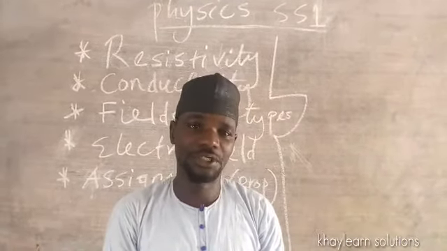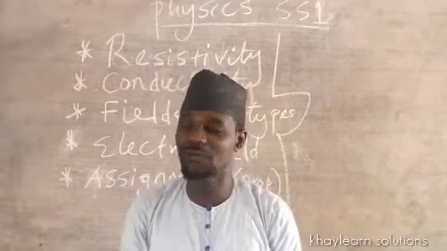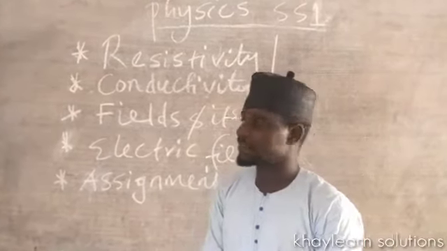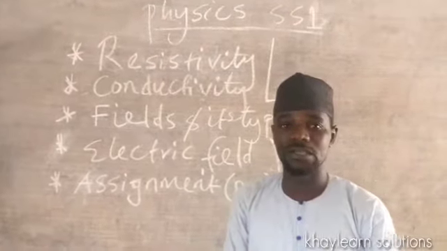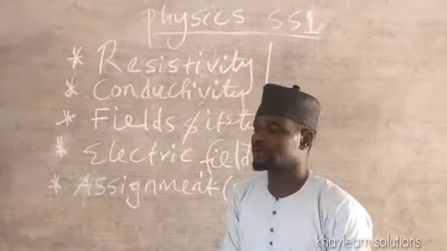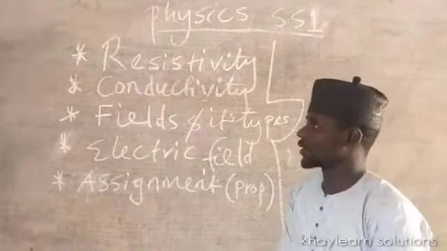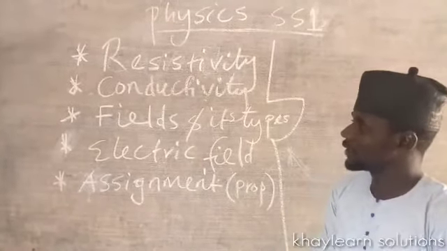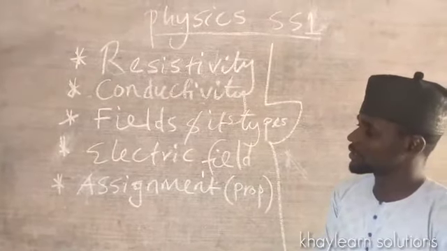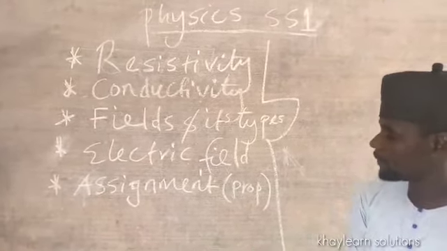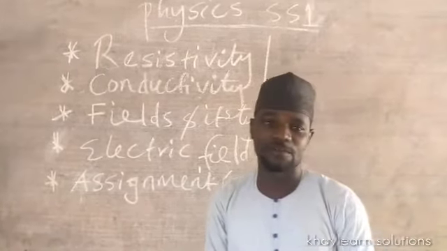Today we are going to have what you have seen on the board. Though we discussed this before, this is actually different from what we discussed earlier. So today's class covers resistivity, conductivity, fields and its types, electric field, and finally an assignment.